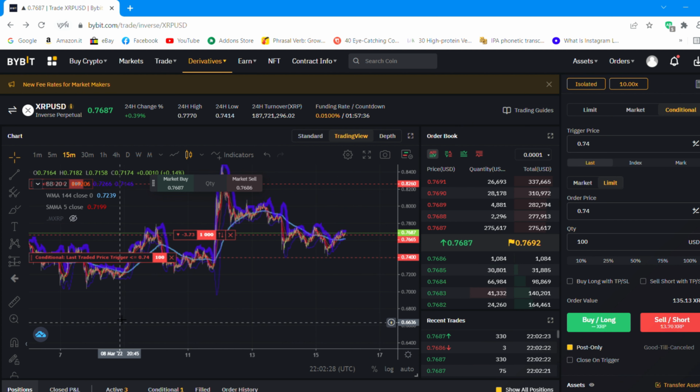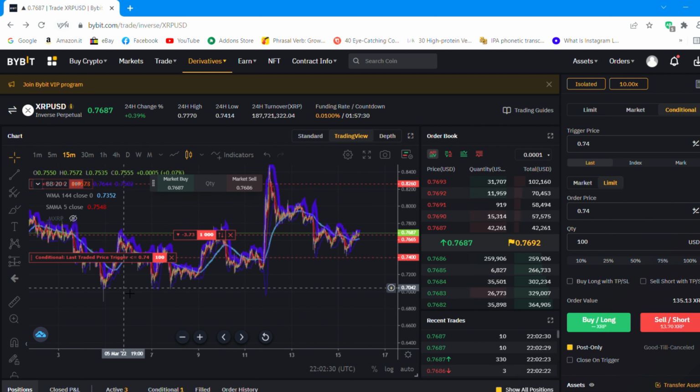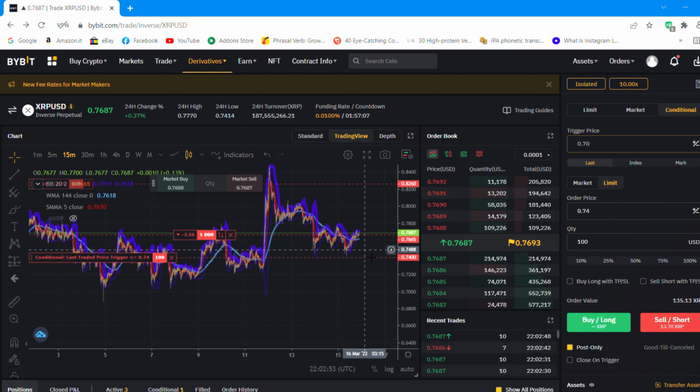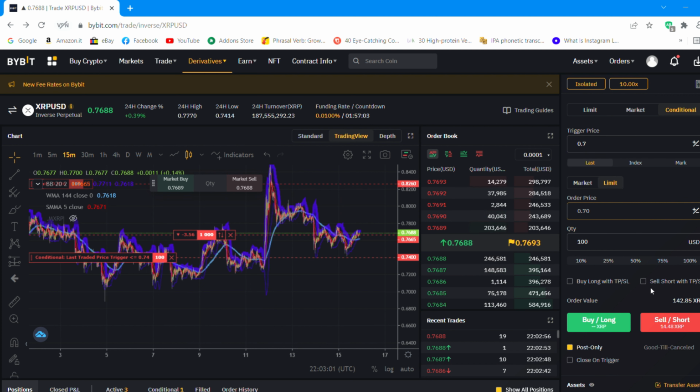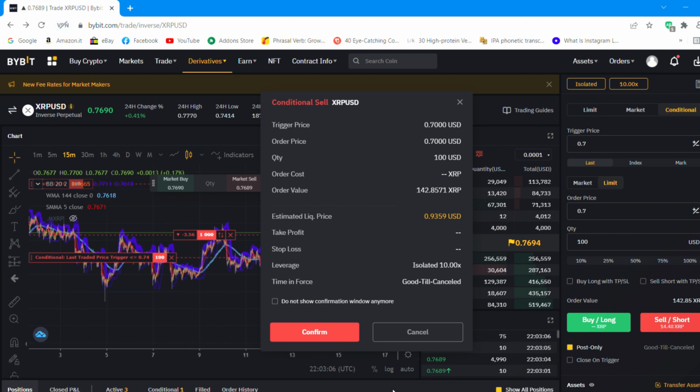Then my next level would be the 70. Yes, the great 70. If I see ETH at 2,523 and XRP at 71 something, I'm like, oh, I have seen these numbers so much lately. Watched all this sideways. Now, if it breaks the 70, I'm going to sell some more at 70. Confirm.